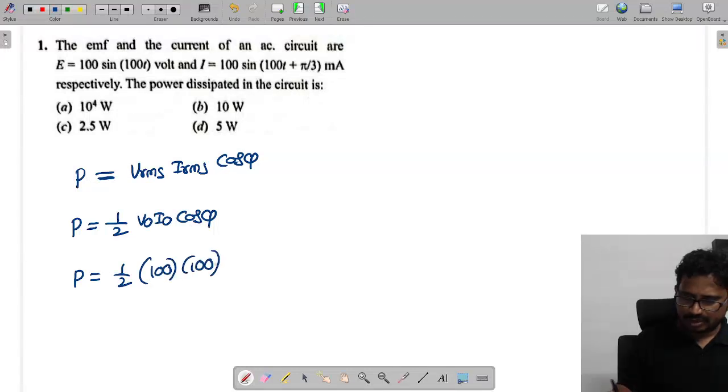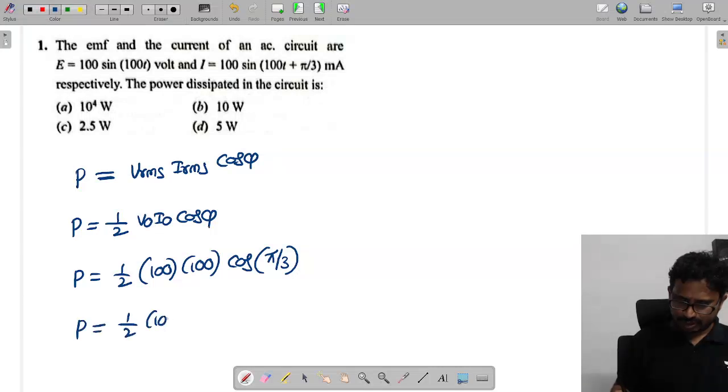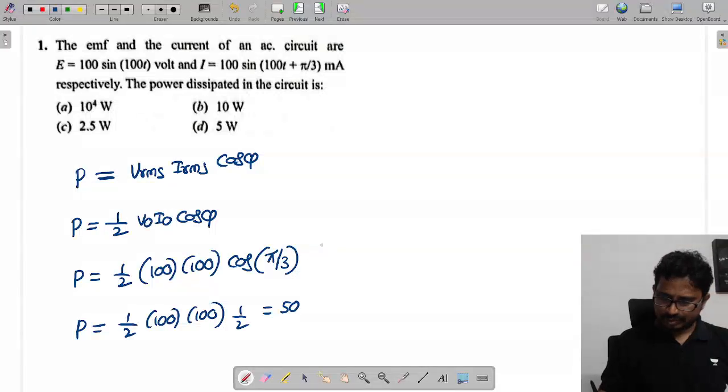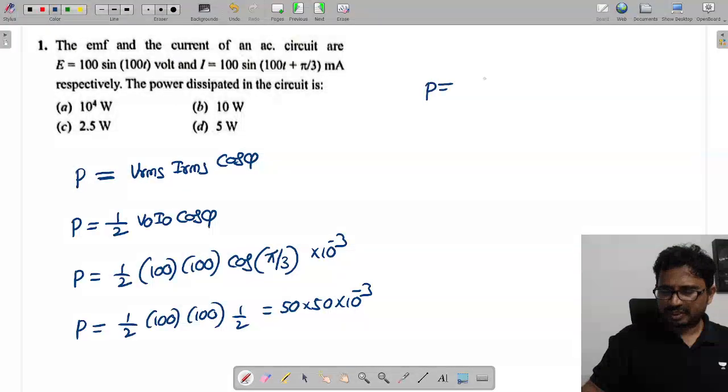So P is 1 by 2, V naught is 100, I naught is 100. Cos phi: the phase difference between voltage and current is pi by 3. So this value is 1 by 2 into 100 into 100 into 1 by 2, which is 50. The current is given in milli, so this is 50 into 10 power minus 3. Simplify, and power will come as 2.5 watts.